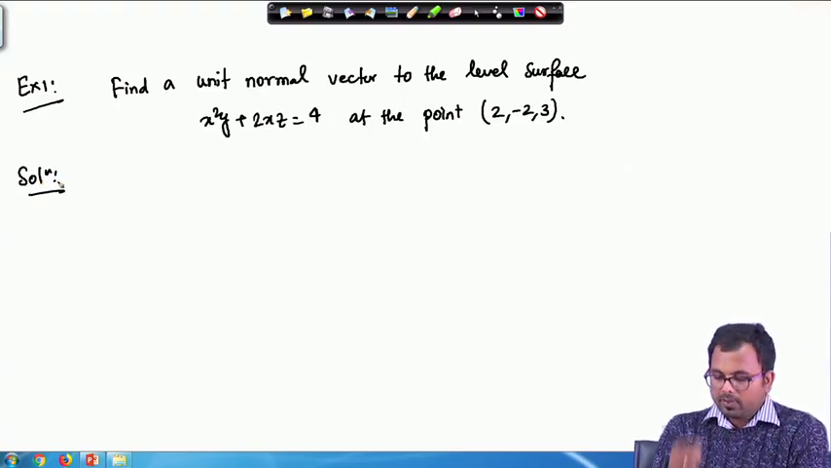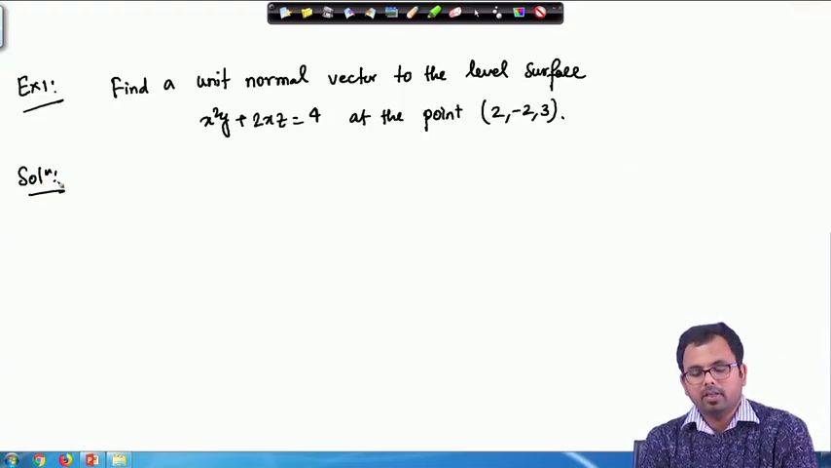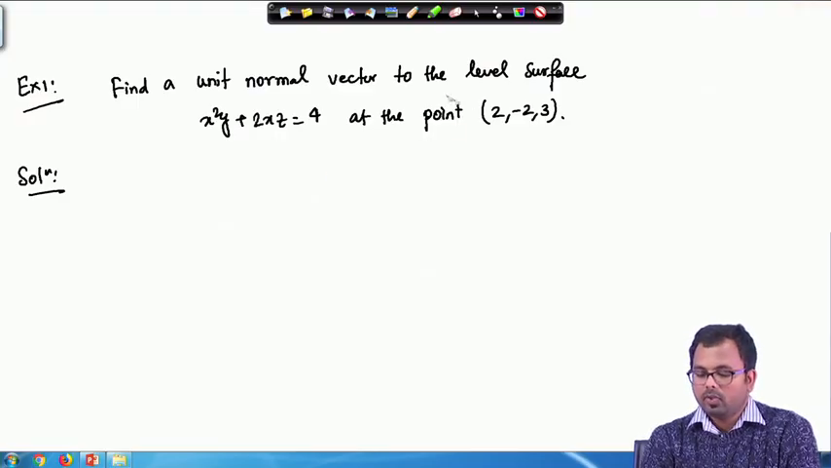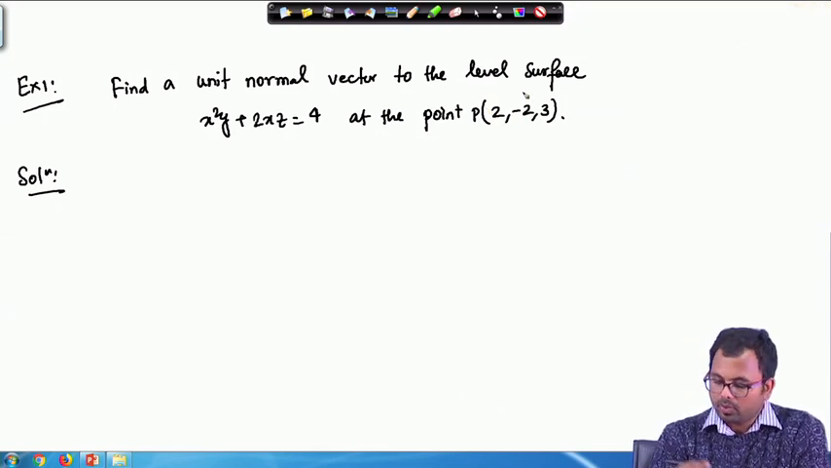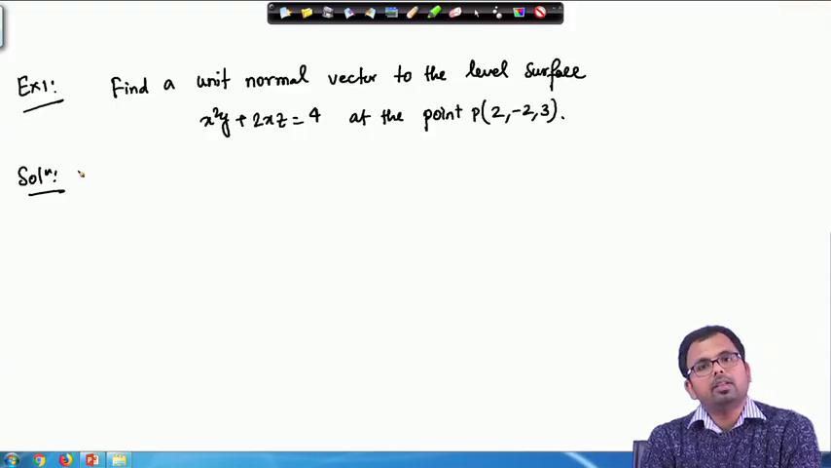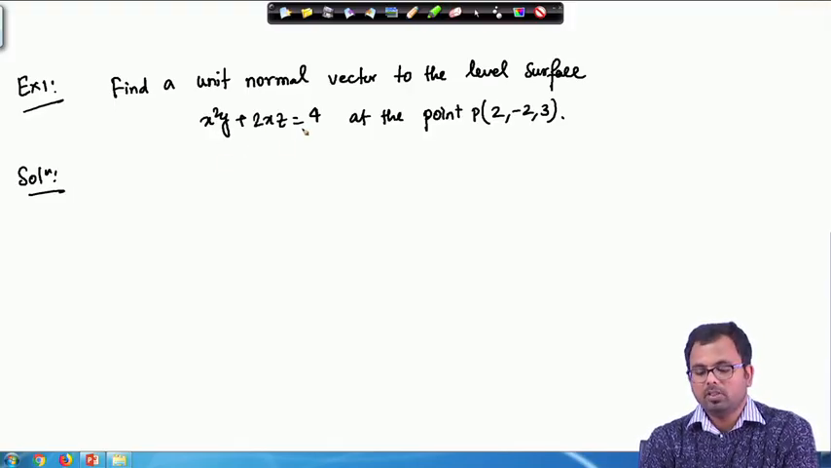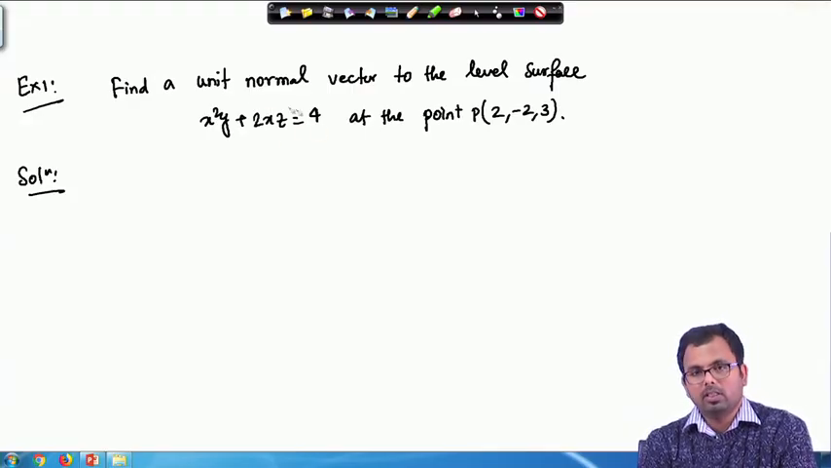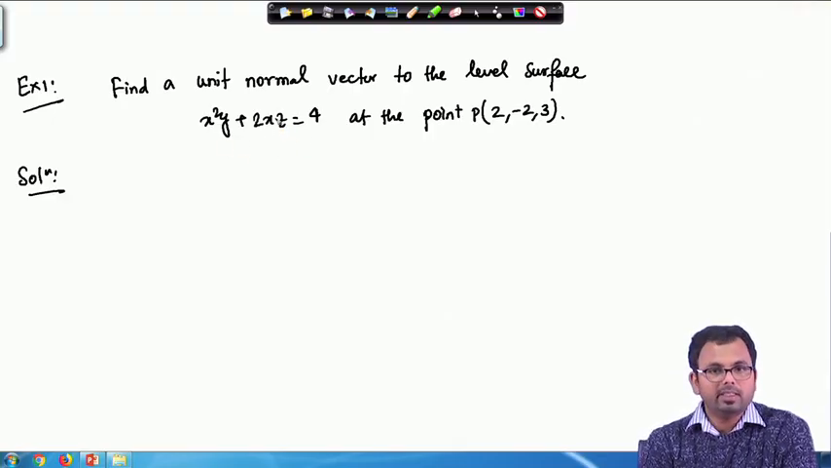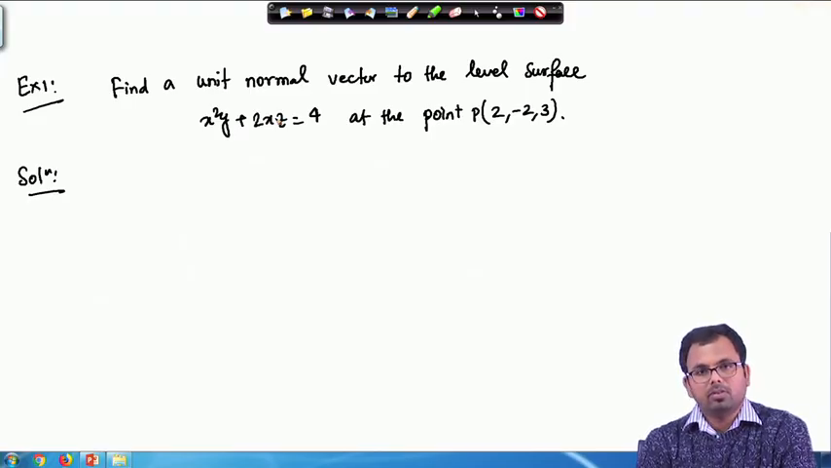So our given level surface is x²y + 2xz = 4, and we have to calculate the unit normal vector at the point. Let's put a P here at the point P(2, -2, 3). From the result on level surfaces, we know that the gradient of f is normal to this level surface. Here it says to find a unit normal. So we have to find a normal to this surface, and then dividing it by its magnitude will give us the unit normal. All right, those two steps are clear.